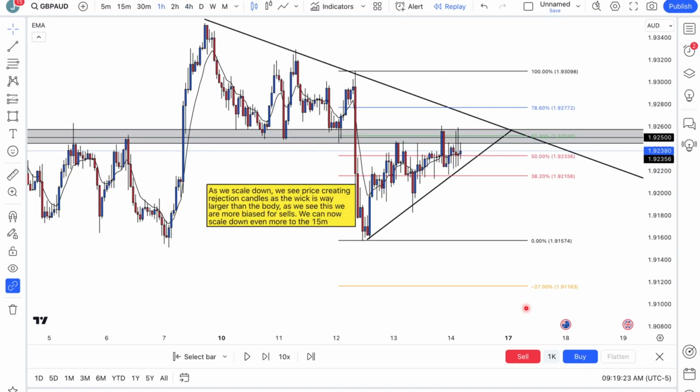So as we scale down, we see price creating rejection candles as the wick is way larger than the body. As we can see this, we are more biased for sells. We can now scale down even more to the 15 minute. As you can see here, wick is way larger than the body, giving us conviction that price will continue down.